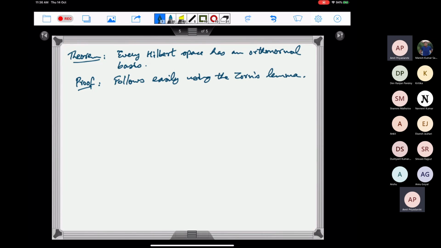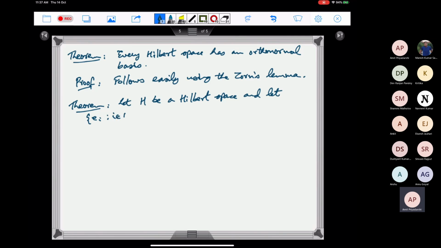So now we will write the main theorem. Let H be a Hilbert space and let e_i be an orthonormal set in H, then the following are equivalent.